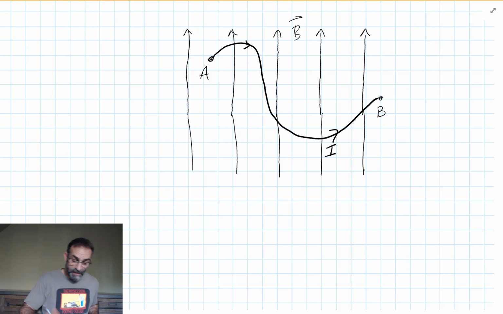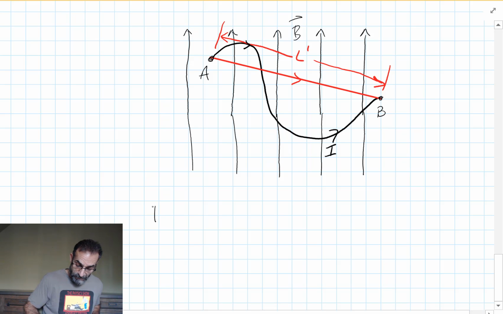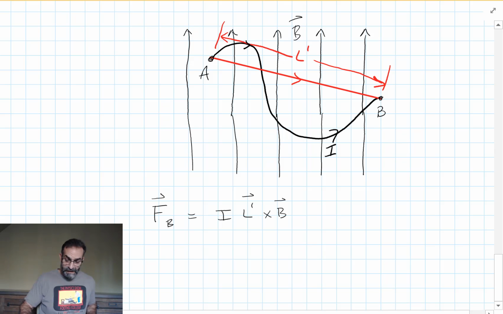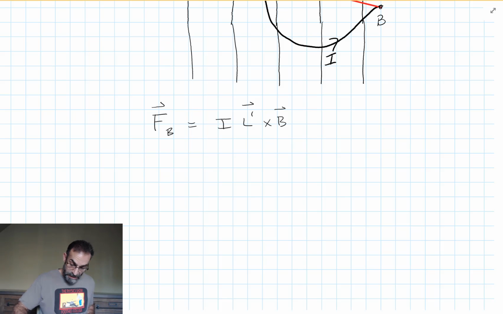But it turns out that we can take the straight line path from A to B, and we can call that distance between A and B along that straight line path L prime. And the force on this wire, the one that has this curved path going from A to B, is the same as the force on the red wire that goes on a straight line from A to B. And the reason for that, let's zoom in on one little region here.